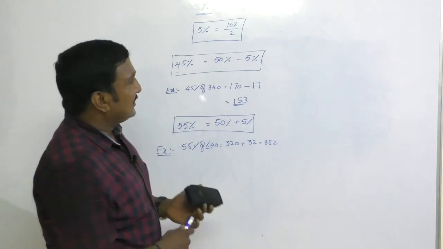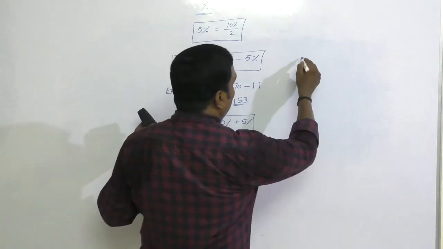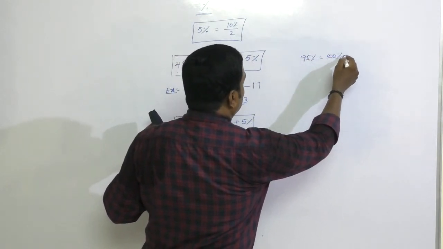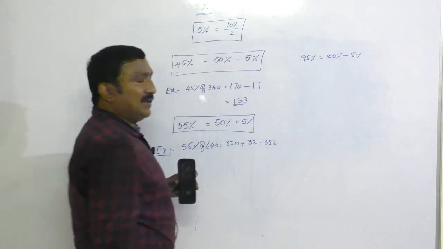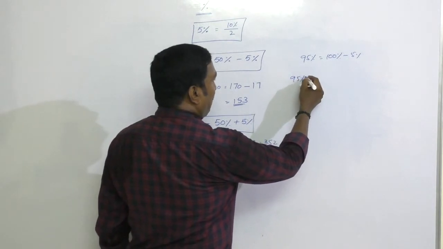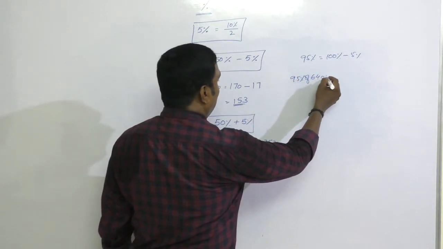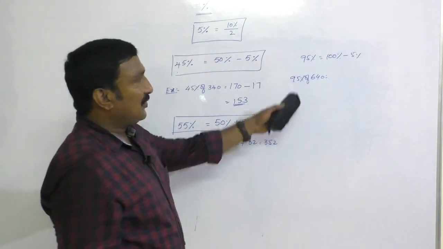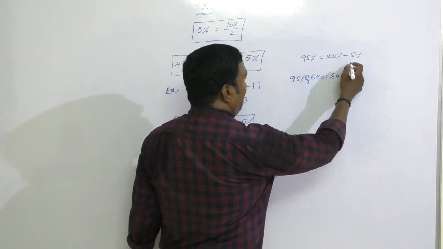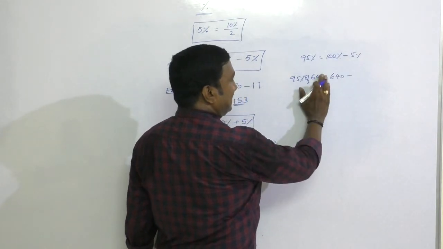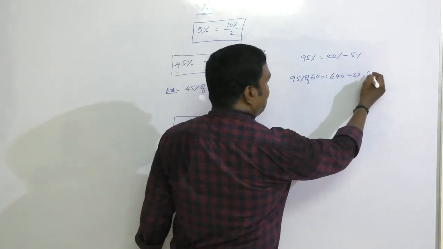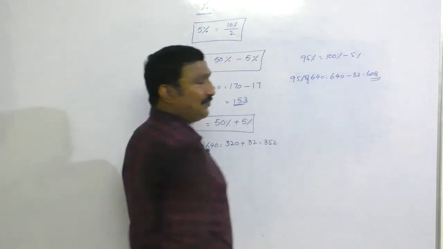Okay, now friends. Similarly, if I calculate the 95%, 95% is nothing but you can write 100% minus 5%. Okay, friends. So, for example, 95% of 640. So, what is the 95% of 640 means? First calculate 100%. 100% is equal to how much? 640. Now I want to calculate 5%. 5% means 10% is equal to 64. Half of 64 is equal to 32, which is equal to 608.